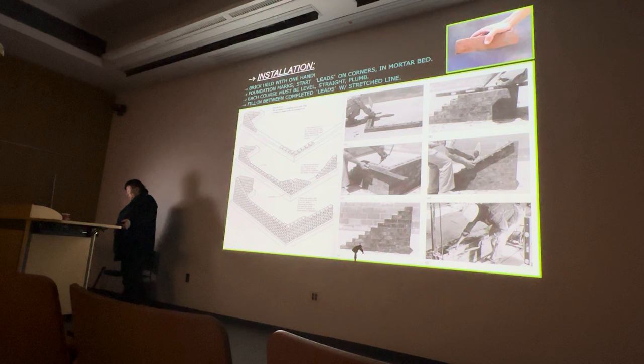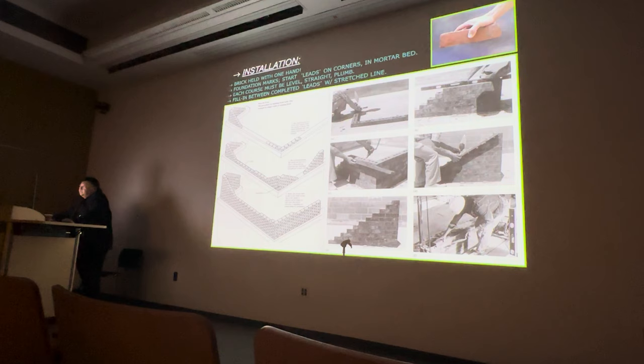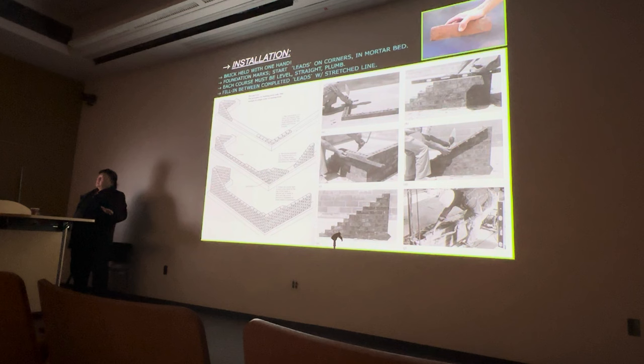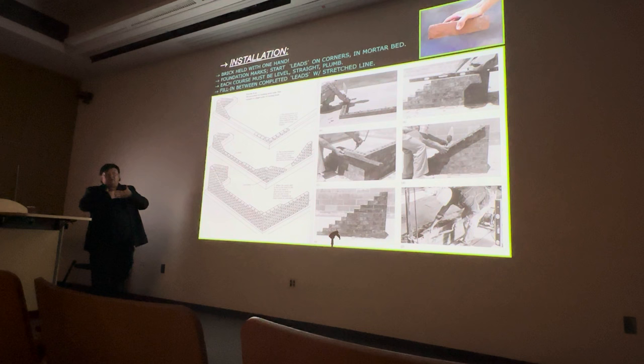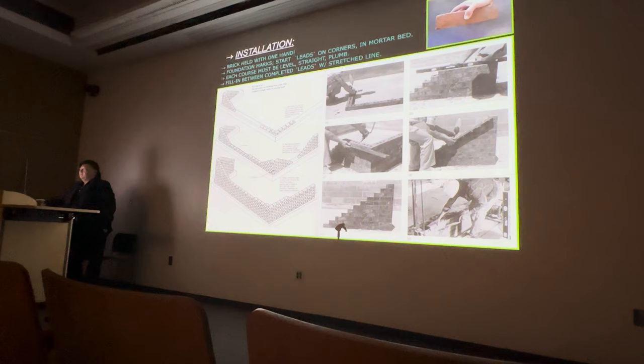So brick hold with one hand, the foundation marks solidly on the corner in the mortar bed. Each course must be level, straight, plumb. Go all the way. And the corner is also very difficult because that's where the joint of two walls is. Each course must be level, straight, plumb, filled in between with a stretched line.